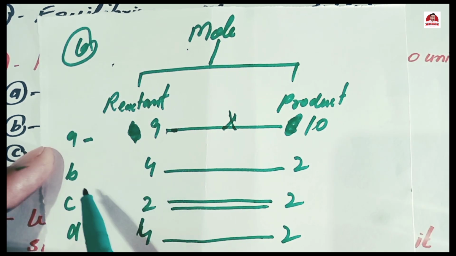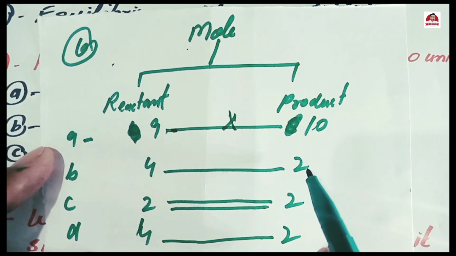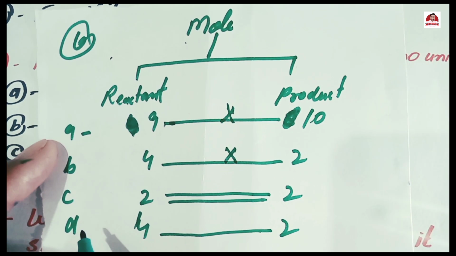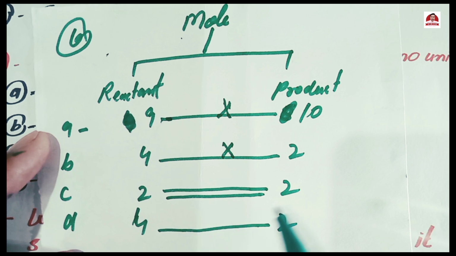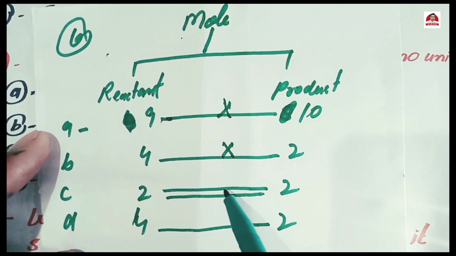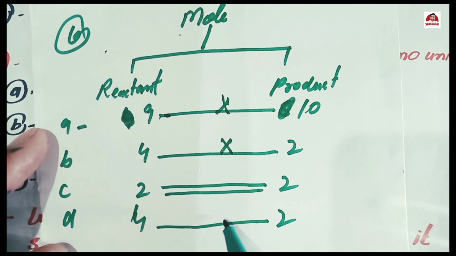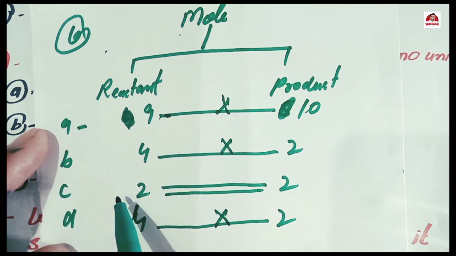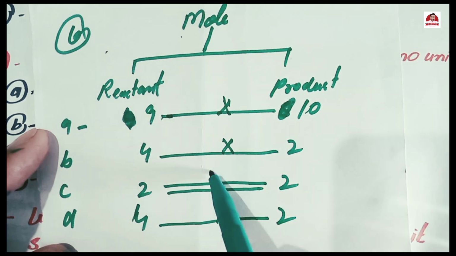In option B, the reactant has 4 moles and the product has 2 moles. They are not equal. In option C, the reactant has 2 moles and the product also has 2 moles. And in option D, the reactant has 4 moles and the product has 2 moles, so it is also not equal. So we can see that option C is correct, because here the number of moles on both sides, reactant and product, are equal.